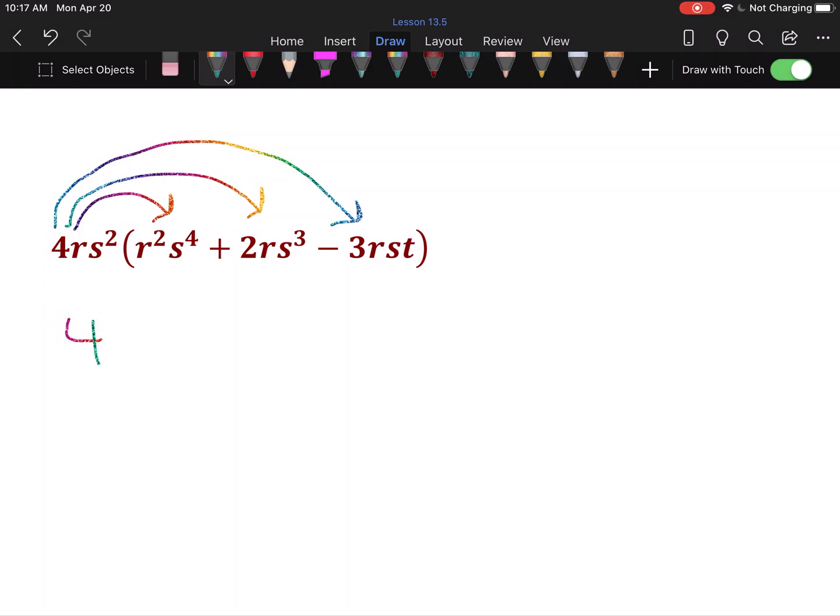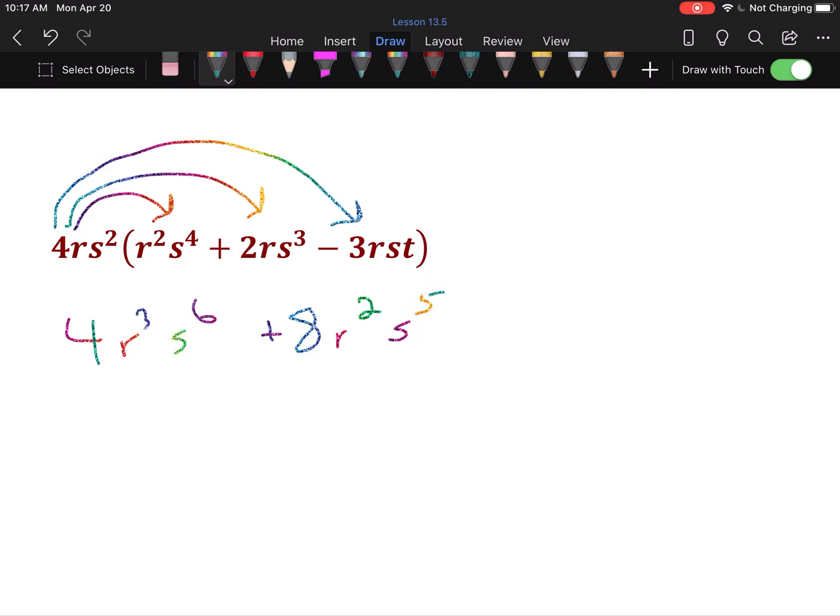R times r squared, that's 1 plus 2 is 3, so r cubed. And s squared times s to the 4th, 2 plus 4 is 6, so s to the 6th. Now the second term. 4 times 2 is 8. R times r, 1 plus 1 is 2, so r squared. S squared times s cubed, 2 plus 3 is 5, so that's s to the 5th.